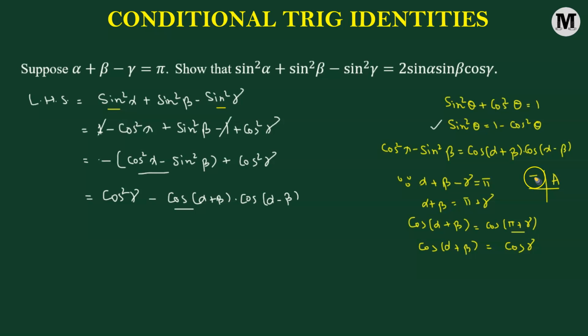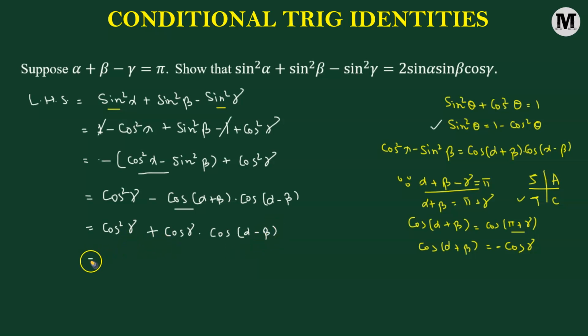We have ASTC. So in the third quadrant, the tangent function is positive, everything else is negative. Since we are working with the cosine function, it should give us a negative value. In other words, cosine of alpha plus beta is the same as negative cosine of gamma, provided we have the condition that alpha plus beta minus gamma equals pi radians. So now what we get here is cosine squared gamma. When we replace cosine of alpha plus beta with negative cosine gamma, we are going to get positive cosine of gamma multiplied to cosine of alpha minus beta.